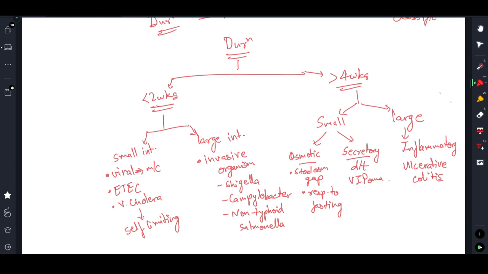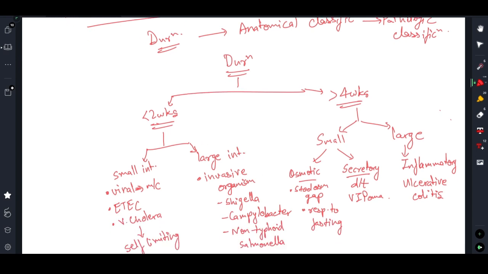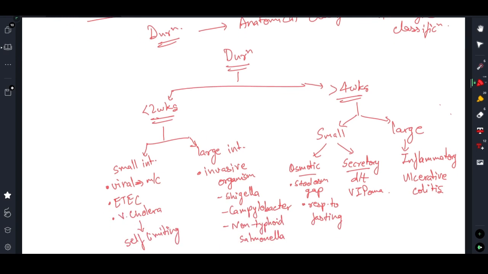Let's revise it once again. So let's say the patient comes to you with diarrhea. You will follow this paradigm wherein you will first ask the patient about the duration of diarrhea, for how long the diarrhea has been, and then you will move to the anatomical classification, right? You will see whether the patient has fever, whether the patient has abdominal pain. You will check for the volume of diarrhea, whether it is small volume or large volume, right?